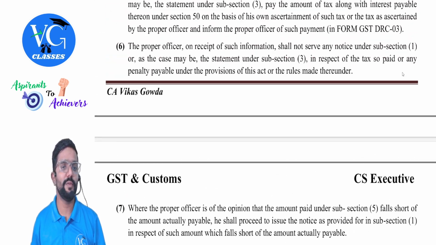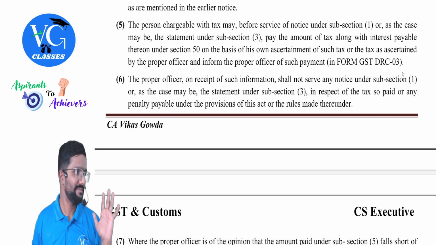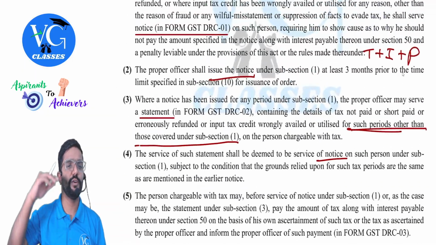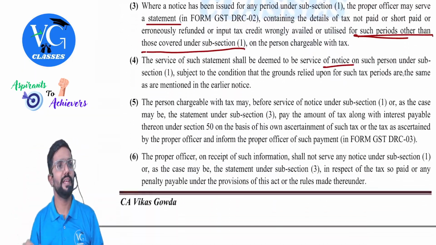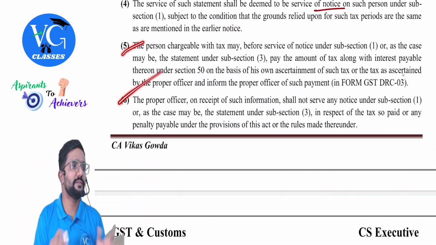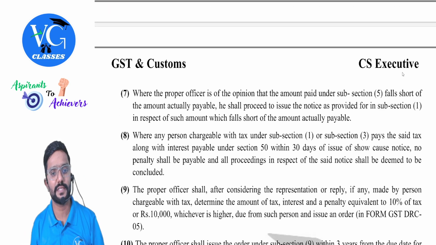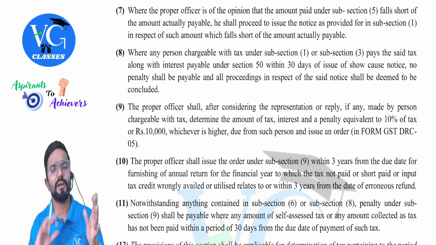Subsection, actually, in my opinion, they should have given this at the top only. Subsection 1 should have been this. But anyway, they have given it below because first they told notice, statement and all. Then they are telling, here in this case, we will not issue notice. Anyway, it is coming in subsection 5 and 6. That's fine. Not in order is what I feel.